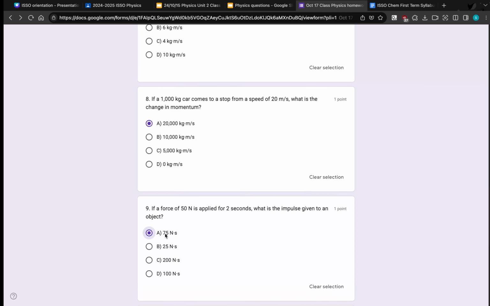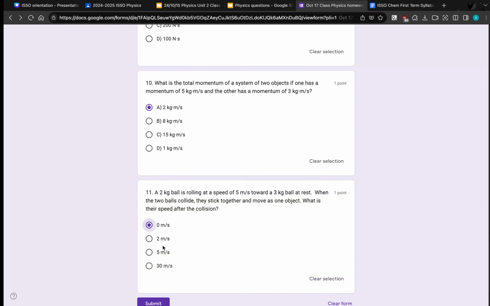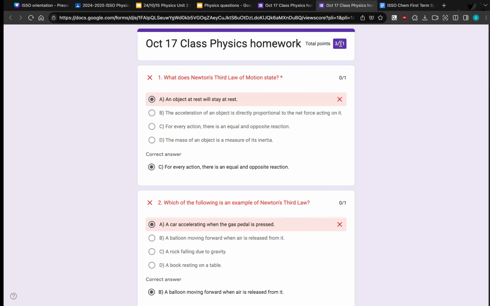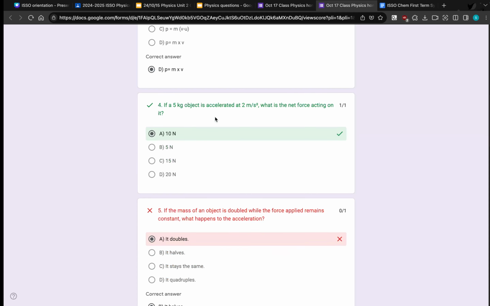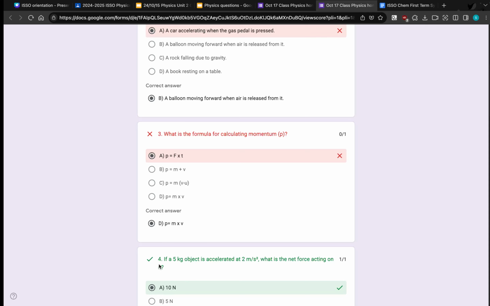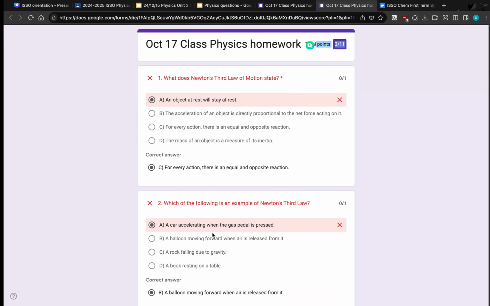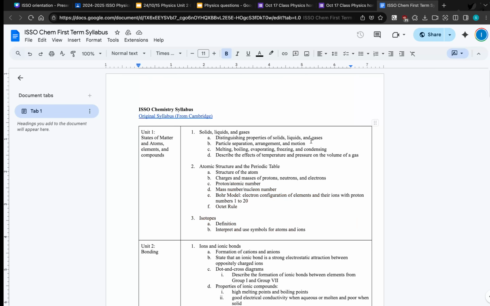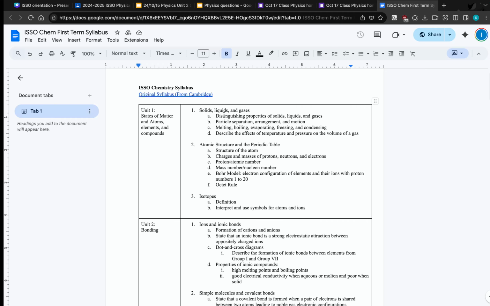tell me what I got right and what I got wrong. For example, if I chose all A, I can view my score here. If I view my score, it's going to show 3 out of 11. So here we can see what we got right and what the correct answer is for it, so we can actually think about it.